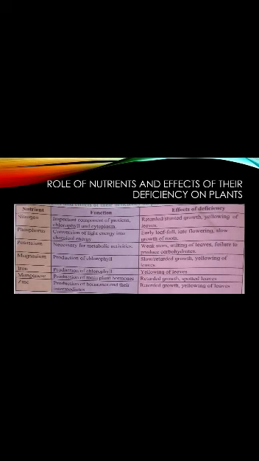The next one is magnesium. The function of magnesium is production of chlorophyll. What are the effects of deficiency? Slow, retarded growth and yellowing of leaves. The next one is iron. Function: production of chlorophyll, and if the plants do not get it, then yellowing of leaves.